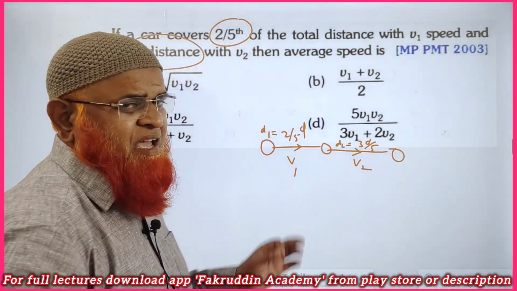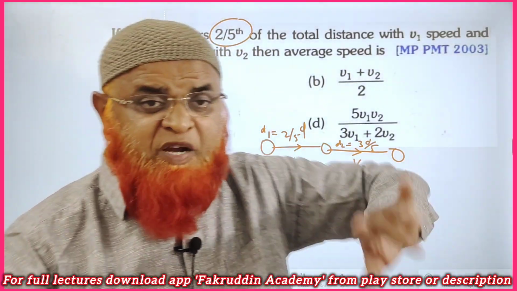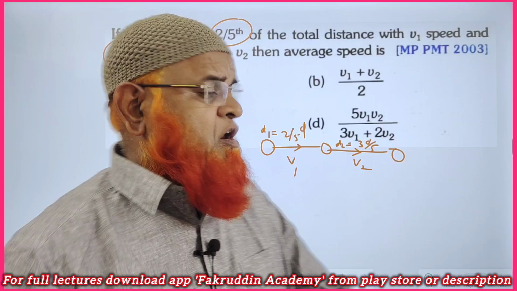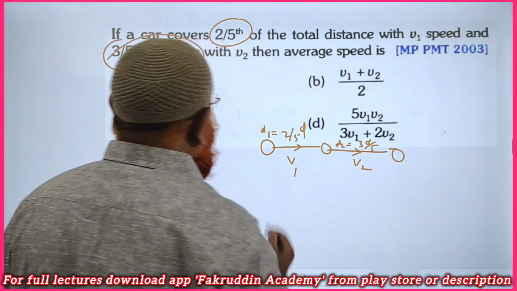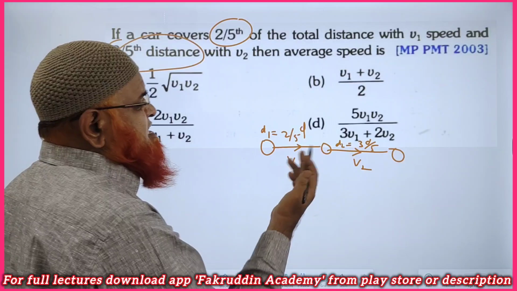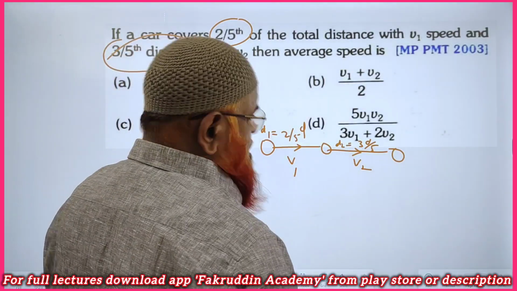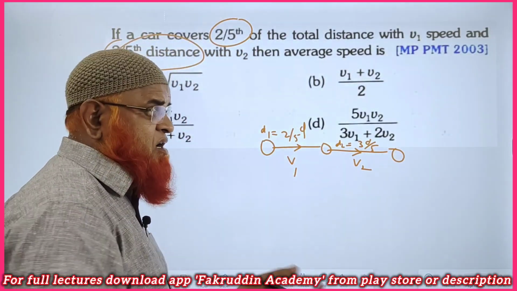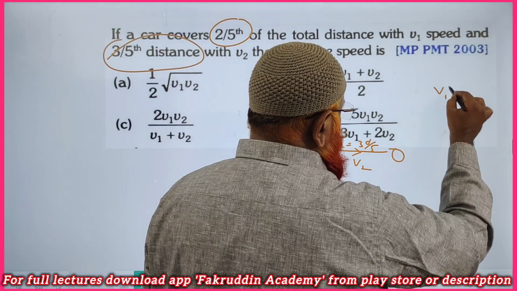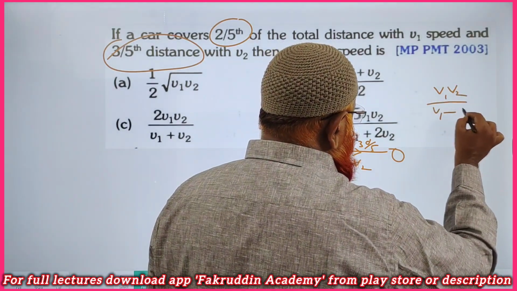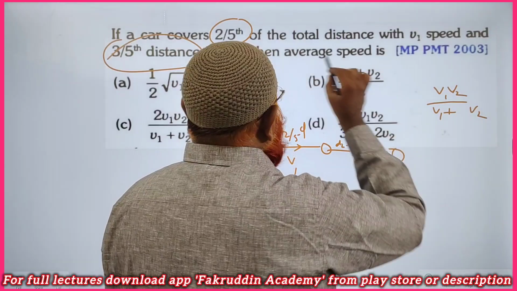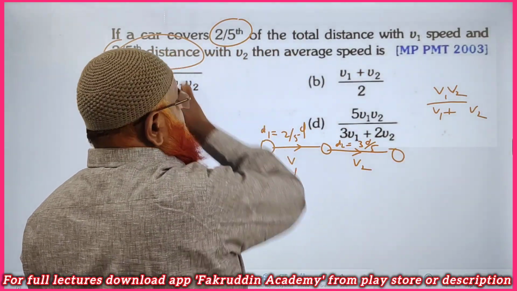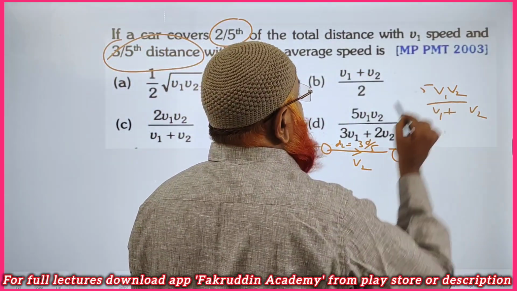So here 2v1 v2 by v1 plus v2 does not work. We have to create a new formula here because it's a different style of asking the question. He didn't give half distance. He has given different things, but there is a shortcut formula here. I will discuss the shortcut formula first of all. What you have to do is write v1 v2 by v1 plus v2 first, and here it is 2 and 3. 2/5, 3/5 means 2 plus 3 is 5.